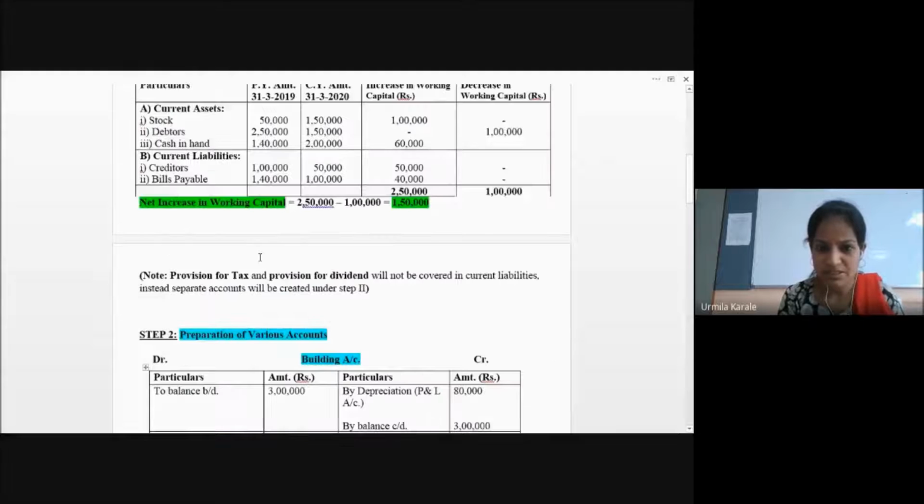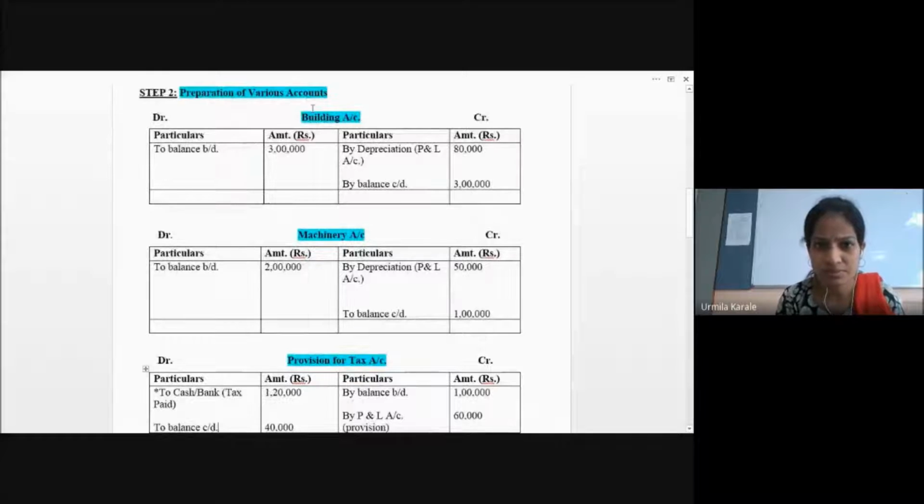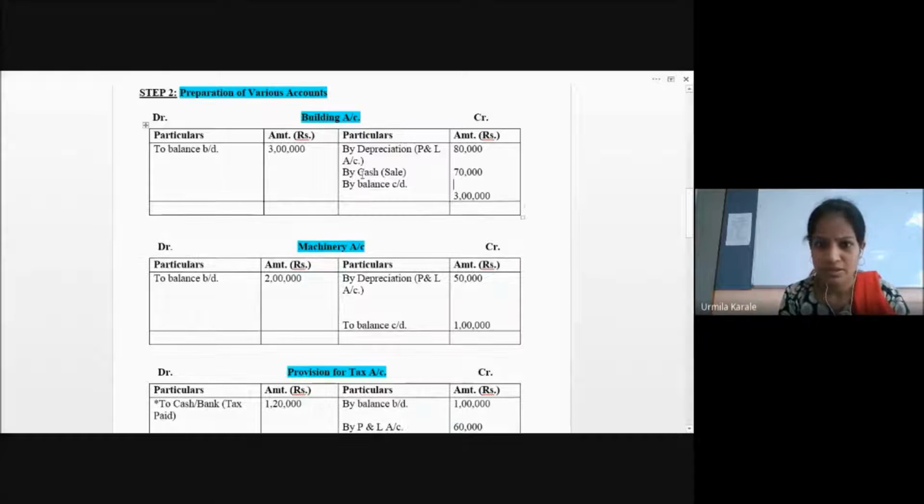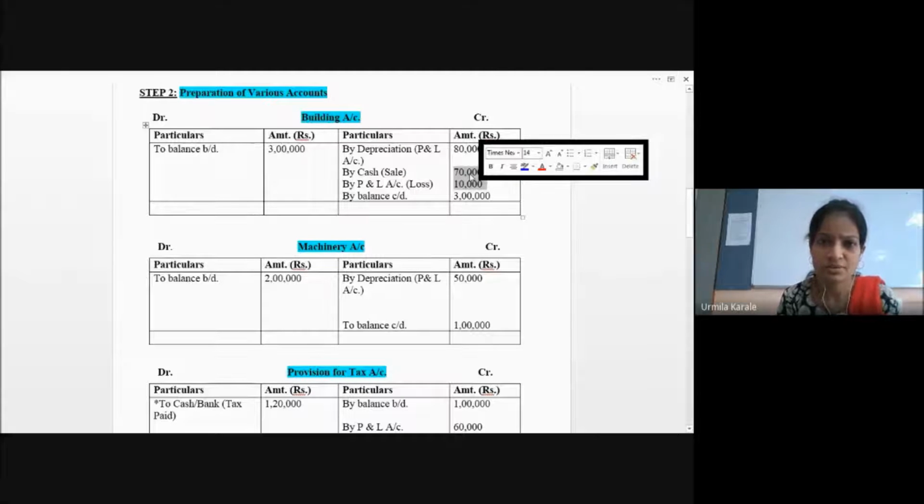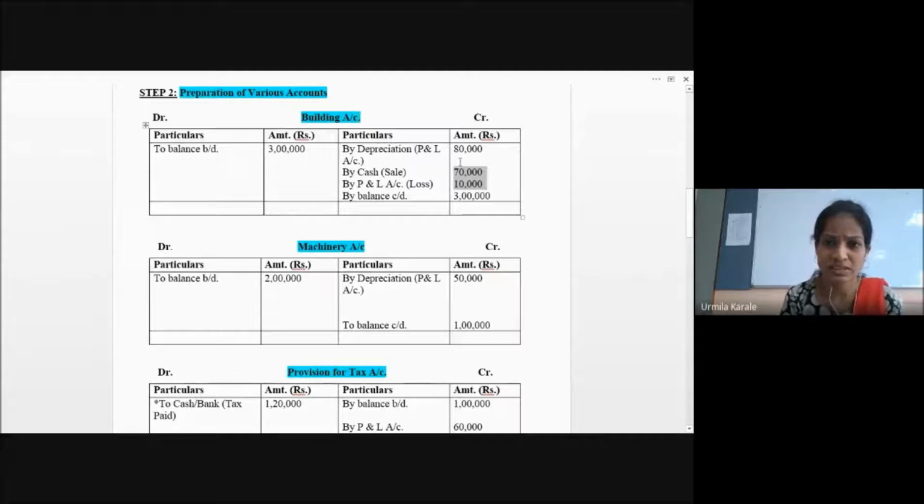Okay, 70,000 and 10,000. The building account is here. The building account gets credited. So I'm writing on this side by cash. So what is this? Sale, 70,000. And one more, by profit and loss account. So what is this? Loss, 10,000. Now you can see this plus this is 80,000. Part of a building goes out, 80,000. You can easily see the building account gets credited by 80,000. So 70,000 cash comes in and this is the loss of 10,000.